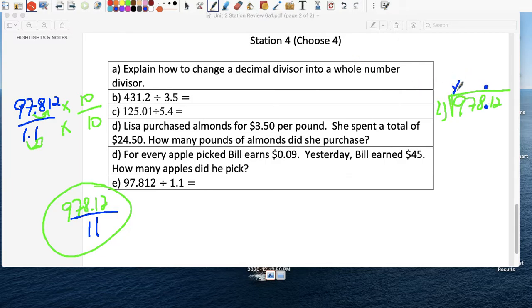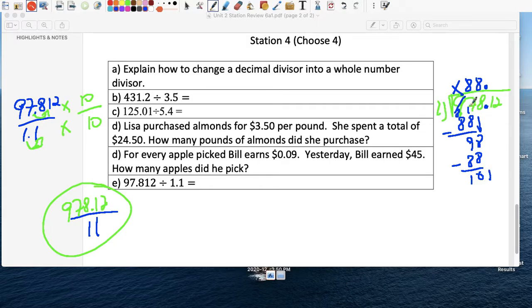11 goes into 9? No. 11 goes into 97? Yes. 8 times, which is 88. Subtract. Bring the 8 down. 11 goes into 98 8 times again, because 9 would be 99. So 88. Subtract: 0, 1, and now we bring the 1 down.